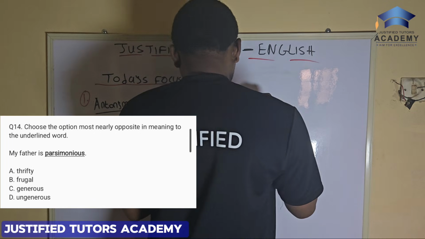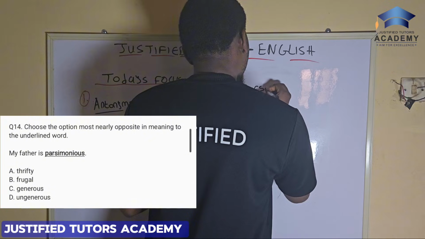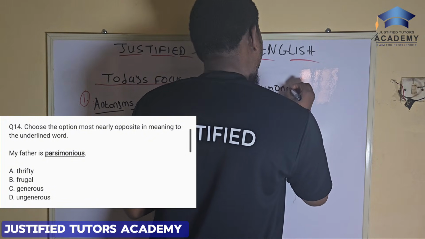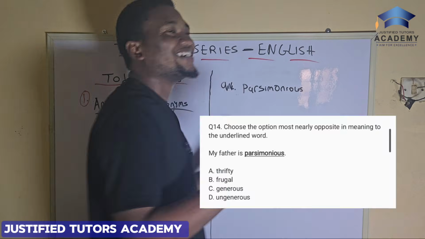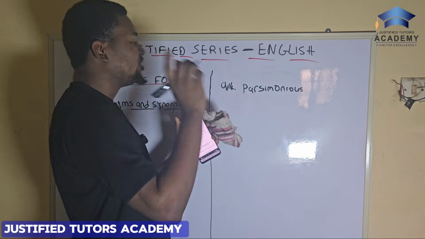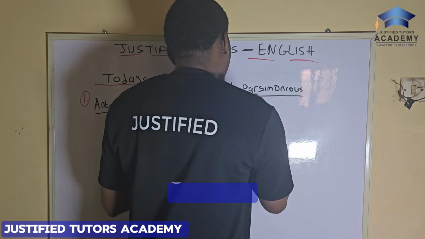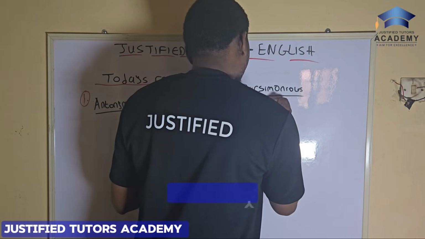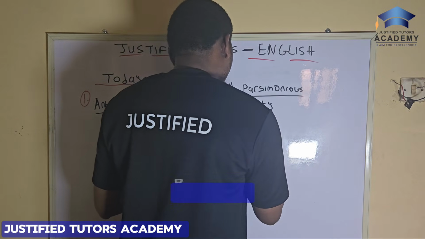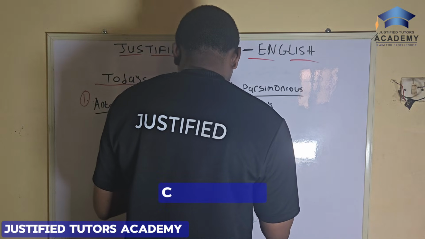The question is: my father is parsimonious. What word in the options is opposite in meaning to the underlined word parsimonious? Is it option A, which is thrifty? I guess I've told you guys this one before. Thrifty. Is it B, frugal? Is it C, generous? Right?